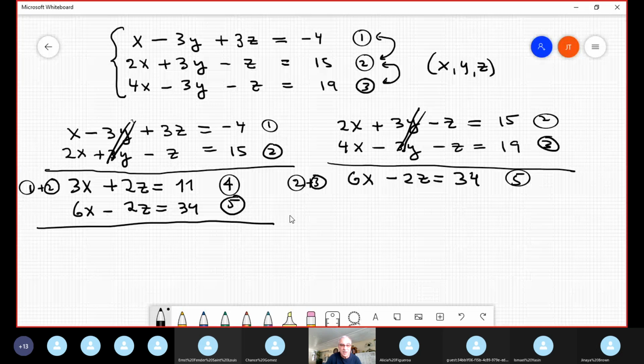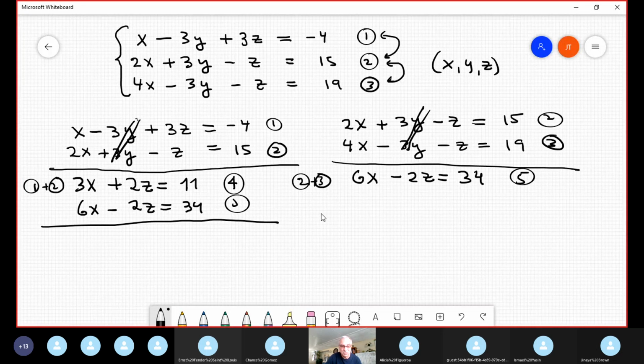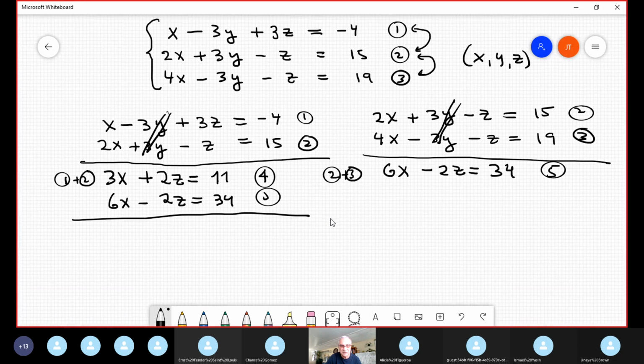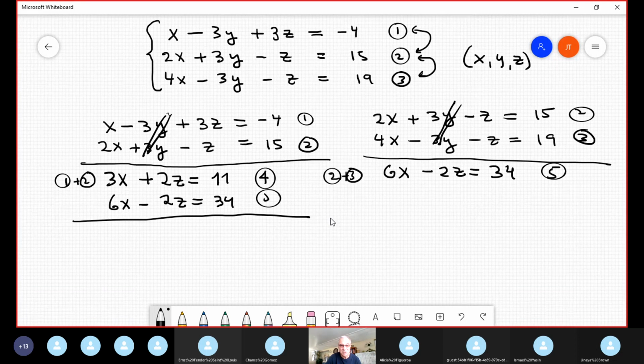At this moment, I have a similar problem to what we were doing in 2 dimensions: 2 variables, x and z, 2 equations. By the way, it's ready for elimination because 2z is positive and 2z is negative here. If you add equation 4 plus equation 5, it's 9x. The z cancels. Wow, I like that. And it's 45. Divided by 9, divided by 9. Therefore, x is equal to 5.